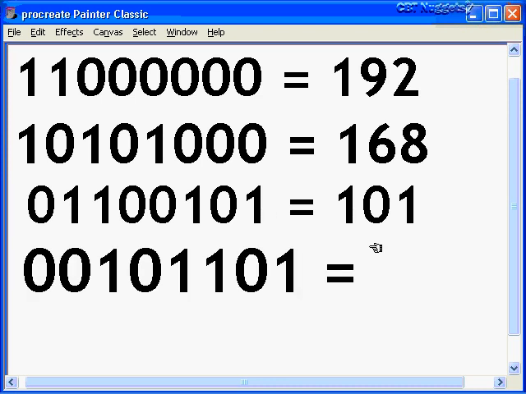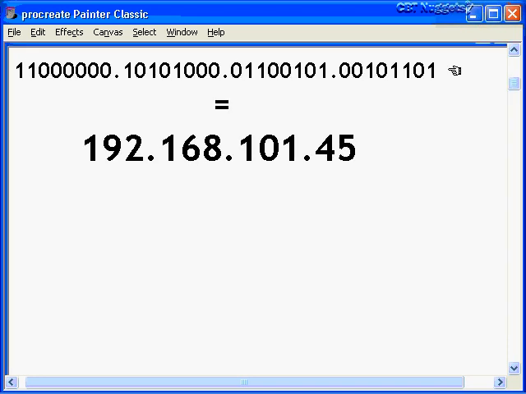Go ahead, pause the video and figure it out. You guessed it, 45. 32 plus 8 plus 4 plus 1 is 45. Now we have 4 octets. 192 is the first octet, 168 is the second, 101 is the third, and 45 is the fourth. So now we can see our original string of 32 bits gets separated by 3 dots to create 1, 2, 3, 4 octets of binary numbers that get converted to decimal numbers.